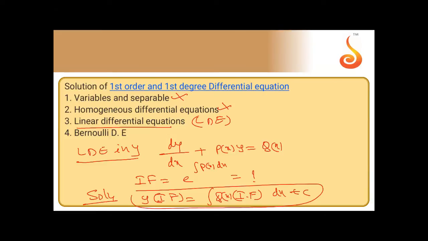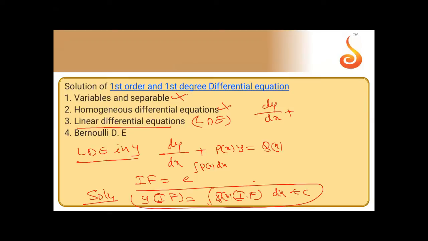So first you have to find the integrating factor. Once you get the integrating factor, you can substitute that value in the solution. What is the solution for this equation? Y into IF equal to integral of q of x into IF into dx. Whatever the IF is, you can substitute it here and integrate. So I will give an example to understand better.